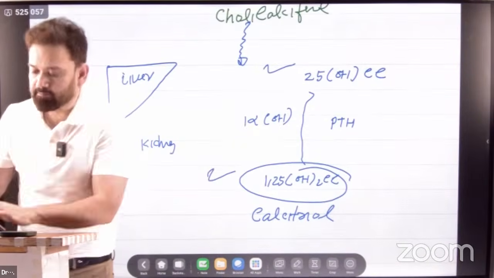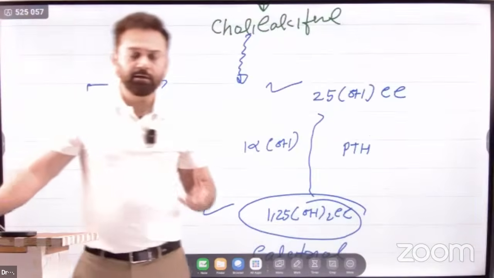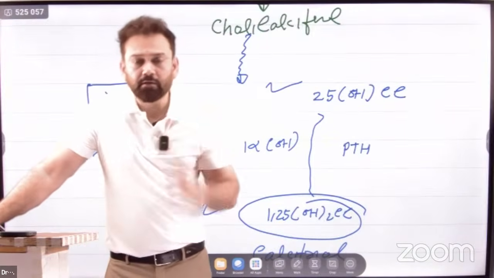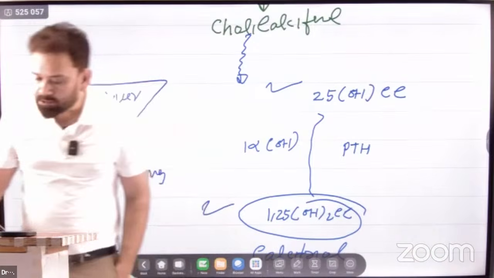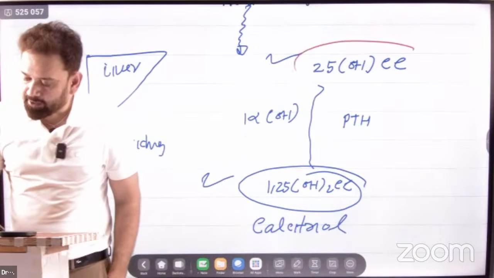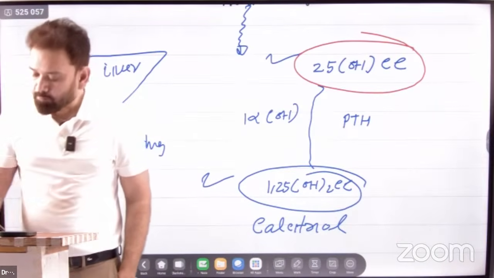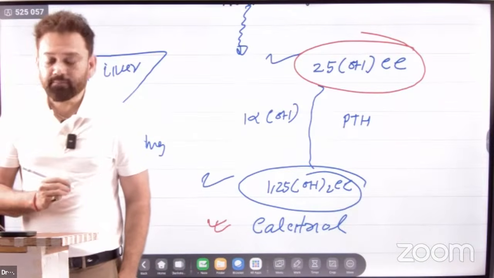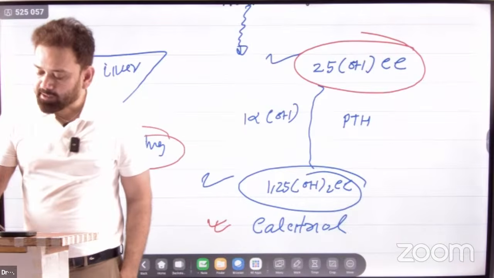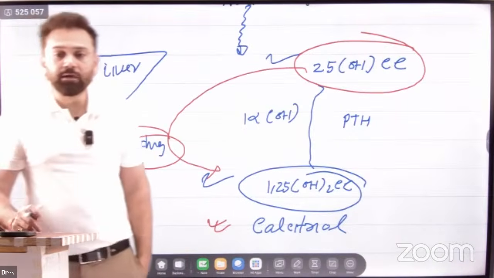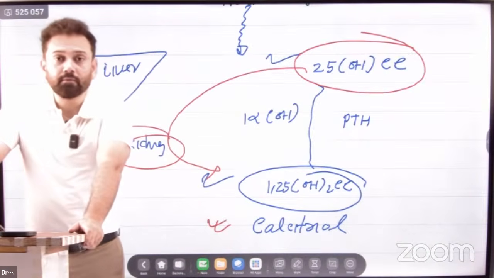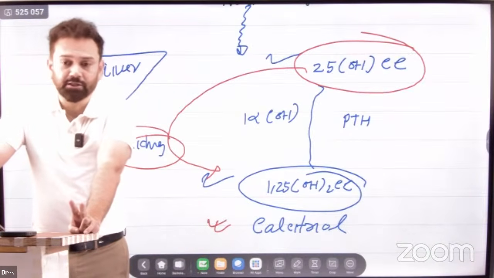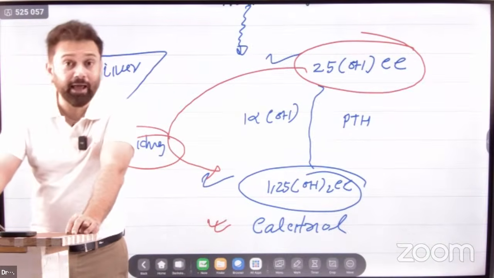What do you think? When we give the supplement, you have to take this once a week, 60 units. It is 25-hydroxycholecalciferol because this is costly. In the kidney, it can be converted into 1,25-dihydroxycholecalciferol.